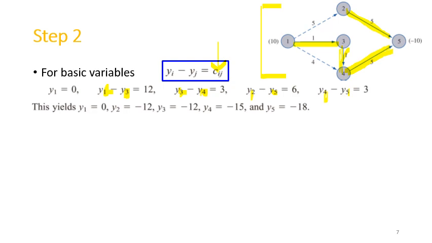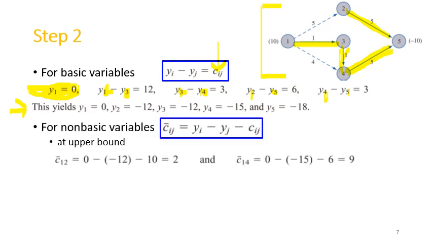Now remember that you always need to set y1 equals 0. After you set y1 equals 0, now you can solve the remaining equations for the y's. Okay, and this is the result for all the y's. Next, we are going to use these y's to compute the c hat for all non-basic variables.